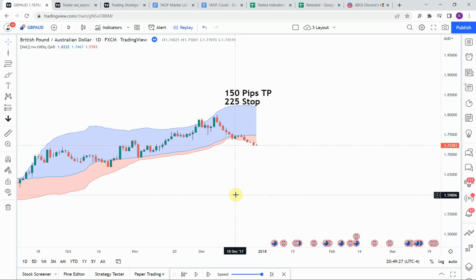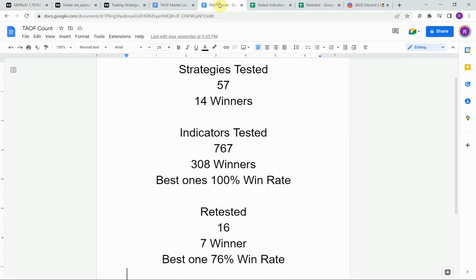Alright, as I said, today we will be testing the weighted Harrell Davis Quantile Estimator with absolute deviation. Before we do though, I wanted to put the testing scoreboard up for everyone to see. So to date, we have tested a total of 57 different strategies, with 14 of them being profitable. We've also tested a total of 767 indicators, with 308 of them being winners.